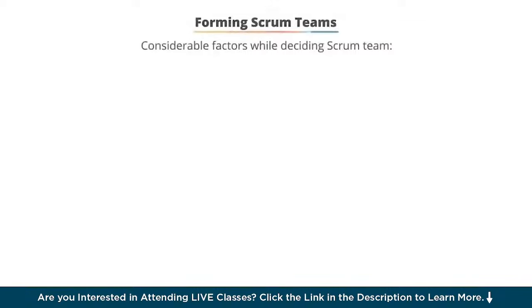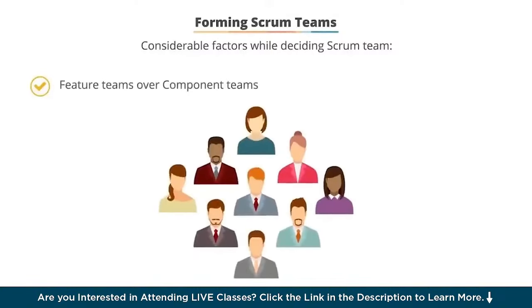Let's talk about some key decision points or factors to consider when assembling Scrum teams. Feature teams over component teams. The first issue is whether it's best to align team members based on features or components. Scrum favors feature teams over component teams. For example, it's best to avoid putting all of the UI developers together and all of the API or services developers together. Why? Because each feature or user story will require both the UI and services or API.